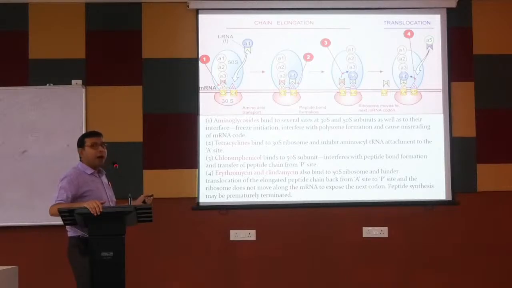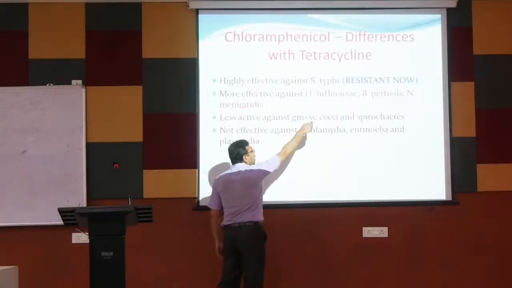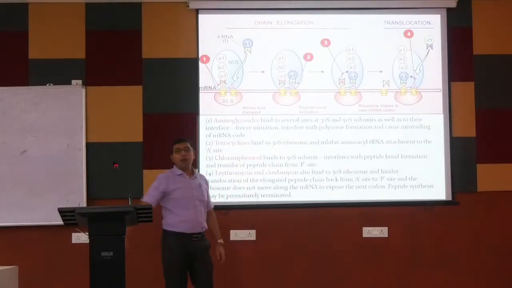The attachment of the amino acid tRNA to the acceptor site is inhibited by tetracycline, and chloramphenicol is the 3. This binds to the 50S ribosomal subunit, interferes with the peptide bond formation and the transfer of the peptide from the peptidyl site to the acceptor site. So you can see, this is the area where the tetracycline acts. This is the area where the chloramphenicol acts.